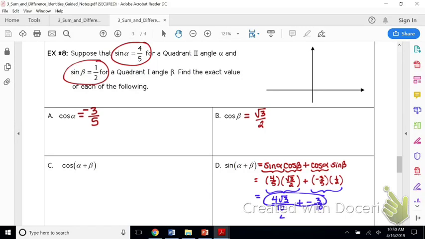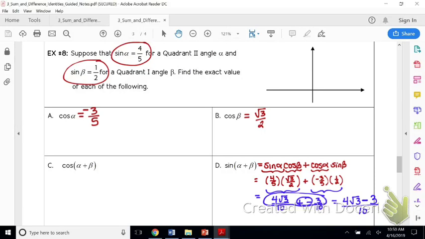So we have 4 square root of 3. I have plus a negative. What's plus a negative? Minus 3 all over the common denominator of 10.